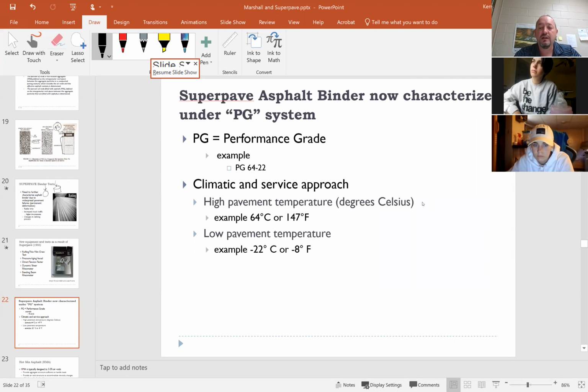They use a performance grade type of characterization. And so they'll say something like a PG 64-22. So if you're talking to someone in asphalt or asphalt placement, you might hear terminology like that. So that's just a high pavement temperature and a low pavement temperature. So a high pavement temperature of 64 degrees Celsius, now that's 147 degrees Fahrenheit, and a low pavement temperature of -22, something like that. So that might be the expected range of what that pavement would experience.